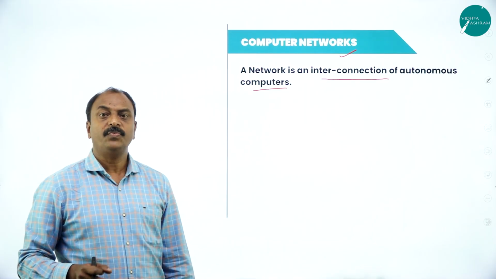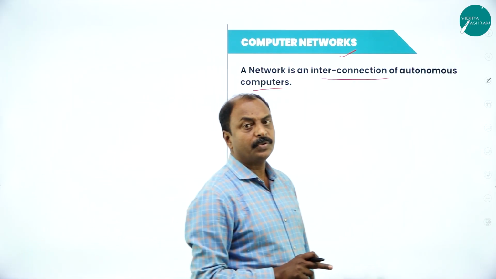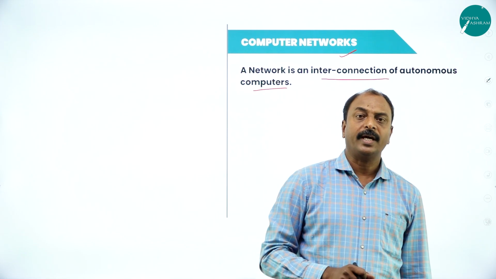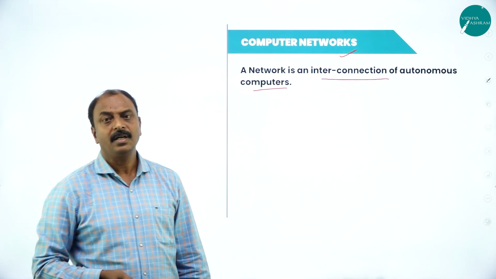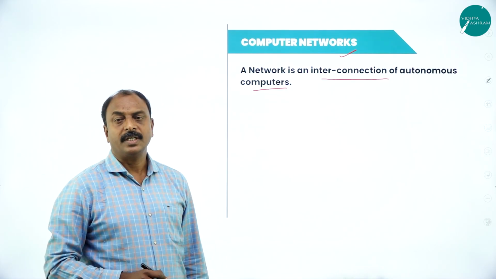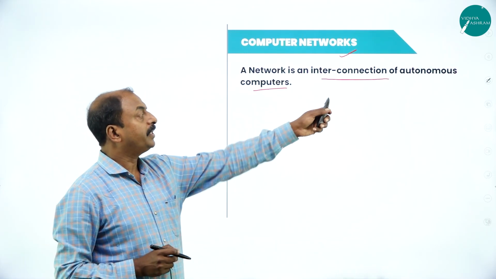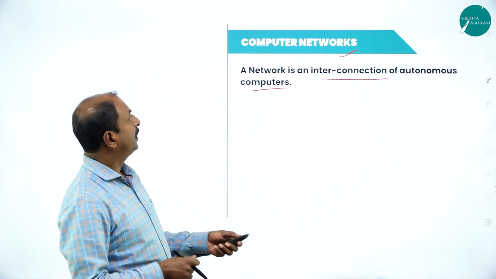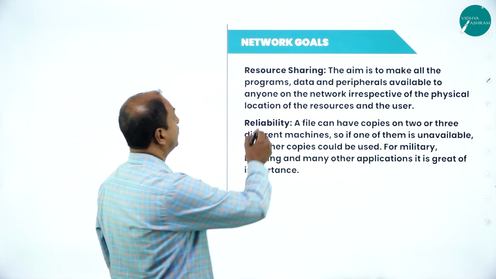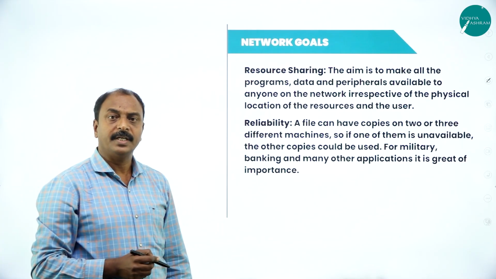And it is not only for computers, but also for computer peripherals. You can connect different computer peripherals like printers, scanners, etc. to a computer network. That is the meaning of computer network. It is an interconnection of autonomous computers. Now in the next slide, what are the goals of computer network?